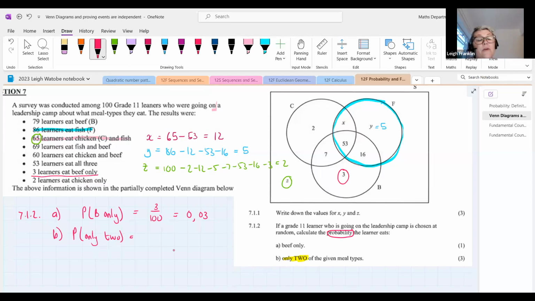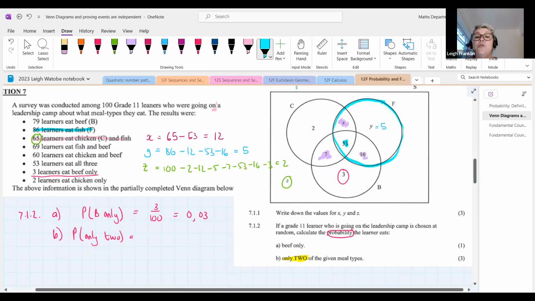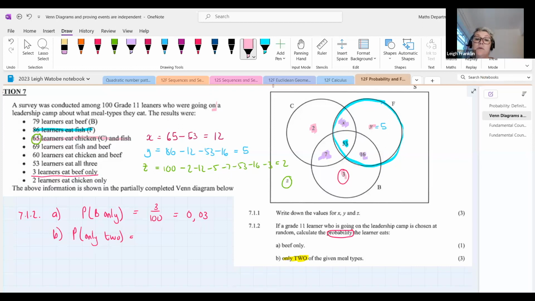As I was explaining earlier to Mabena, the people here in purple eat 2 of the meal types. The people in the middle eat all 3, so what I'm highlighting in turquoise, they eat all 3. The purple eat 2, and the ones in pink only eat 1 type of meal. All right, these people here on the outside don't eat any.